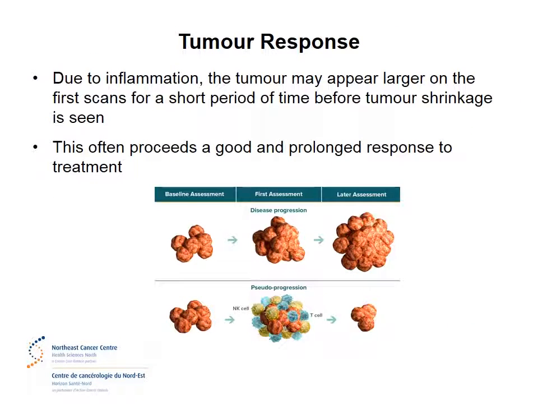It is important to understand tumor response to immunotherapy. Remember that immunotherapy drugs can cause organ inflammation, or itis. This inflammation causes swelling as the T cells attack the tumor site, and the tumor may appear larger on the first scans for a period of time before tumor shrinkage is seen. This is called pseudoprogression and often happens before a good and prolonged response to treatment.